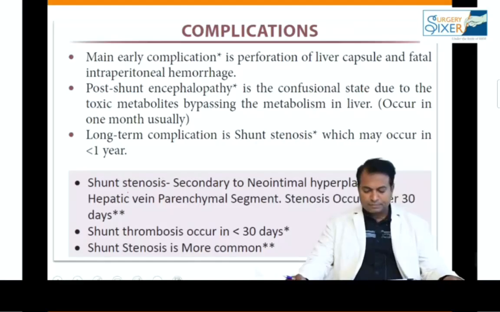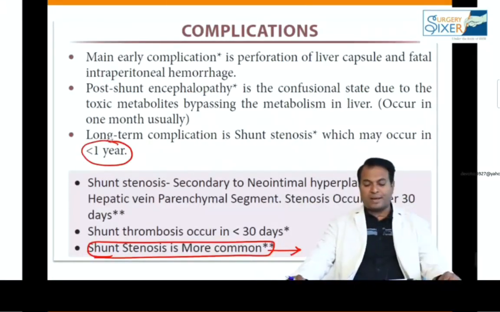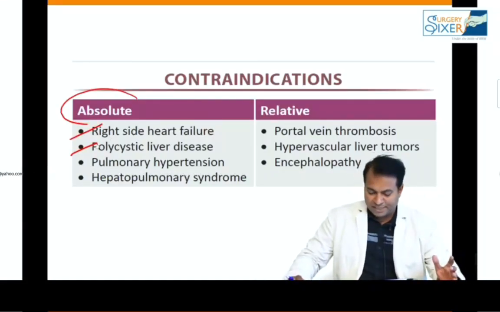Okay, so please don't forget shunt stenosis is the more common complication, and usually it happens at around 1 year. Early complication is capsule rupture, and we have discussed the absolute contraindications are right heart failure, polycystic liver disease, pulmonary hypertension, and hepatopulmonary syndromes.